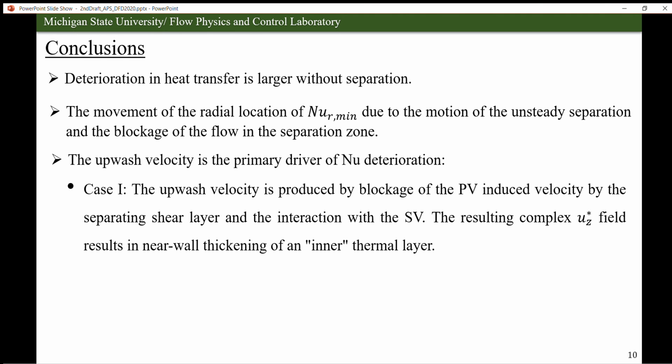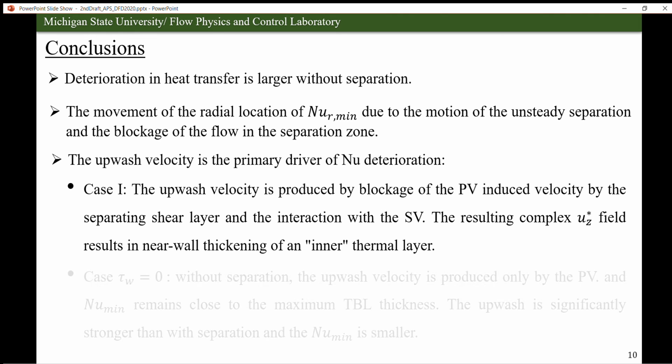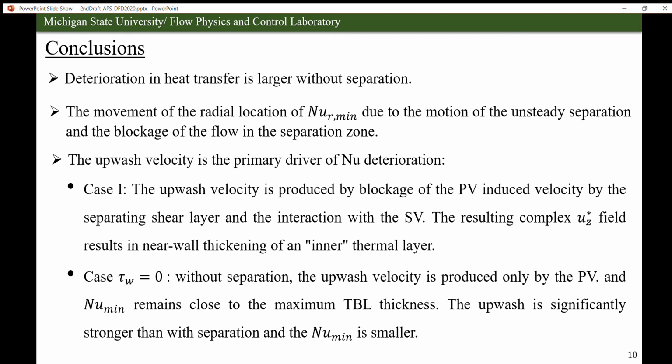So for case 1, the upwash velocity is produced by blockage in the primary vortex induced velocity by the separated shear layer and the interaction with the secondary vortex. For case tau equals 0, without separation, the upward velocity is produced only by the primary vortex, and minimum Nusselt number remains close to the maximum thermal boundary layer thickness.